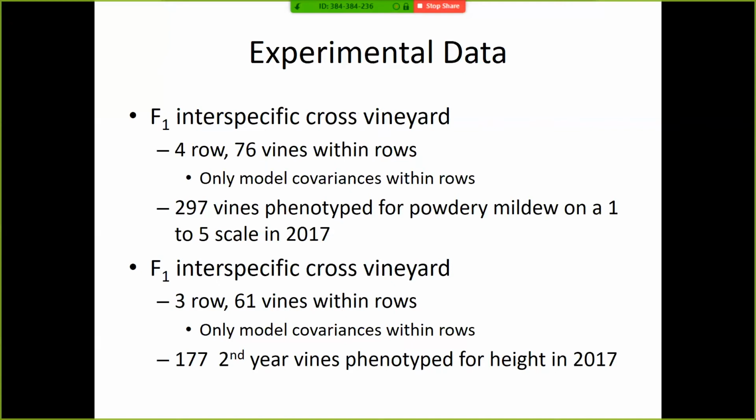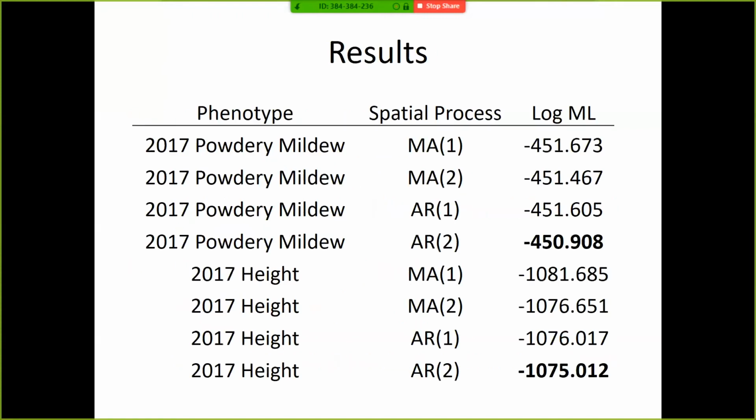About 300 vines were genotyped, again, for powdery mildew in 2017. The second vineyard had 3 rows, 61 vines within rows. About 200 vines, second-year vines, were phenotyped for height. And so these vines were never trimmed, and so we could phenotype for height in this case. So the result here is that AR2 covariance functions fit the best because they had the greatest log marginal likelihood.